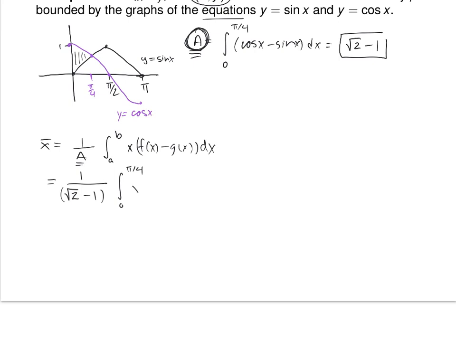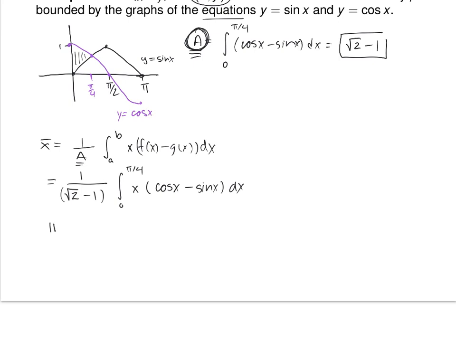Okay, then x times what goes in there now? f of x minus g of x is cosine x minus sine x, and it's top minus bottom. It's always top minus bottom, yep, because in the derivation, f of x was the greater curve, so it's top minus bottom.